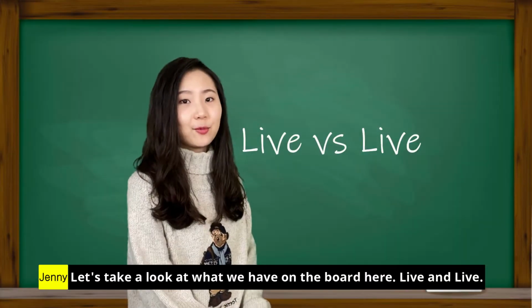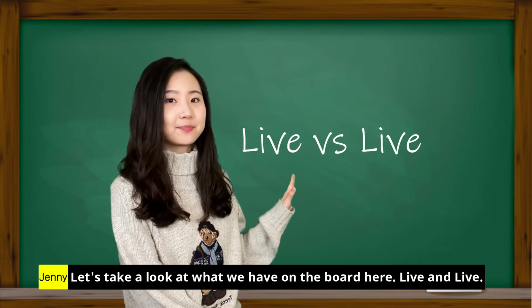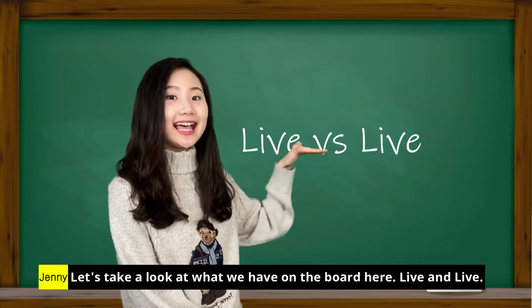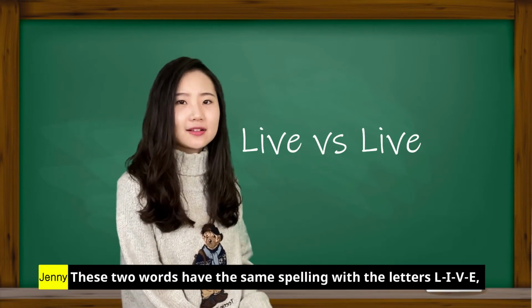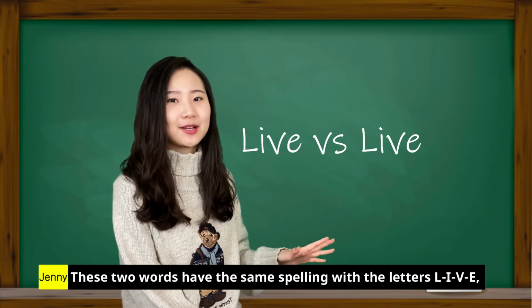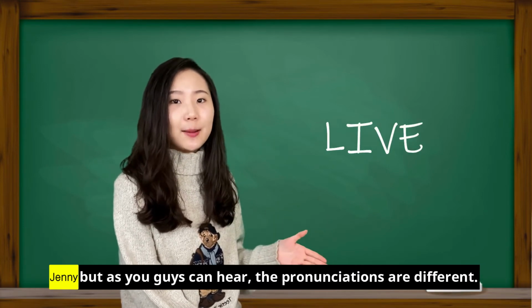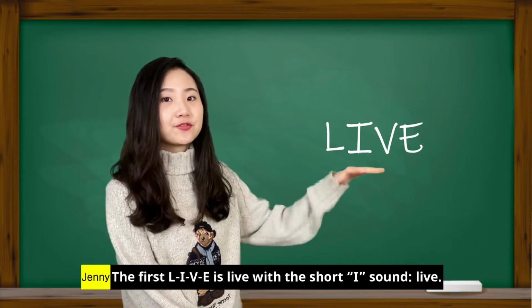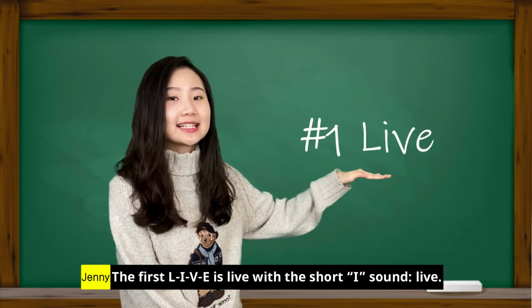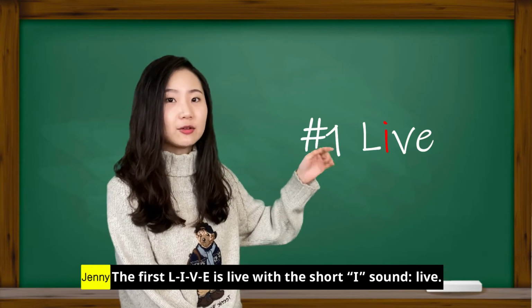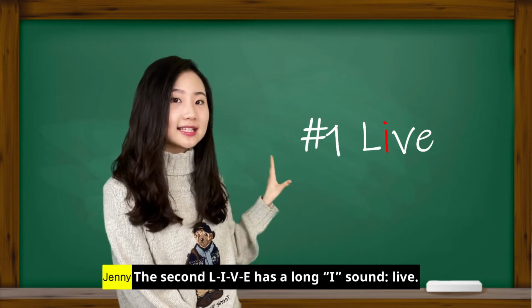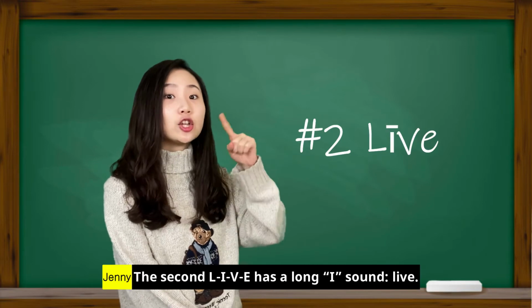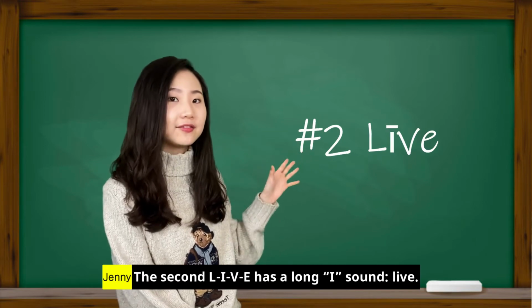Let's take a look at what we have on the board here. Live and live. These two words have the same spelling with the letters L-I-V-E, but as you guys can hear, the pronunciations are different. The first L-I-V-E is "live" with a short I sound, and the second L-I-V-E has a long I sound, "live".